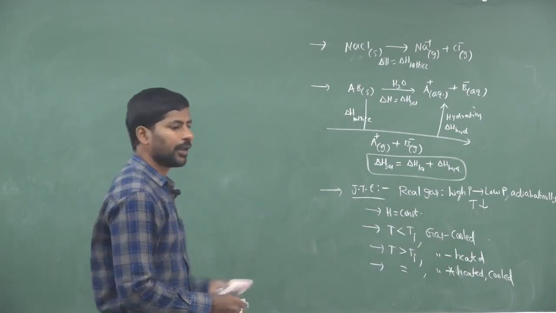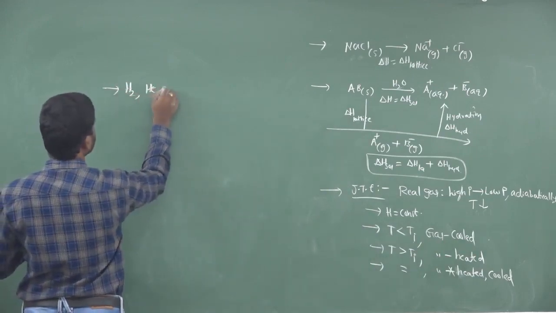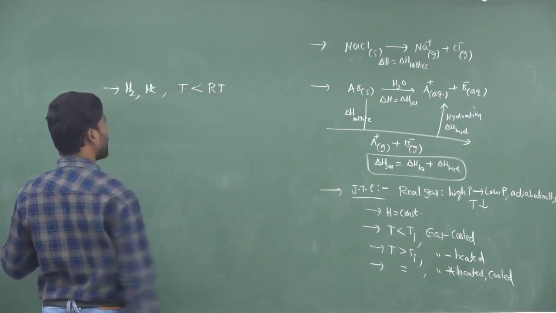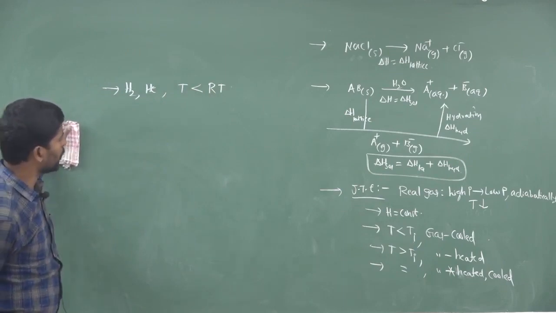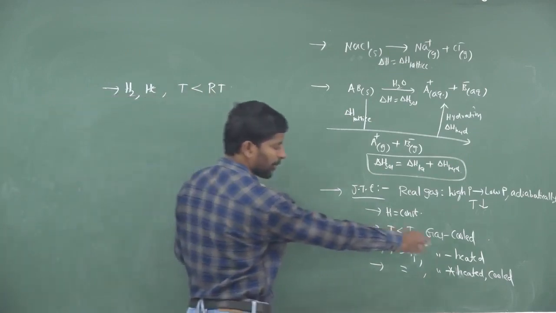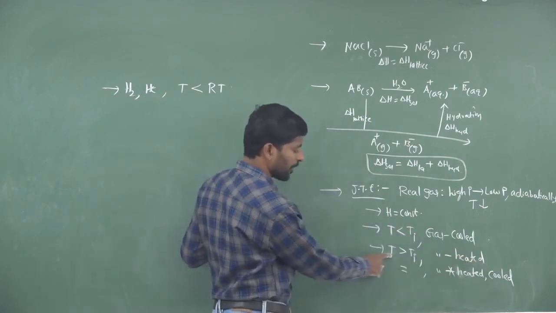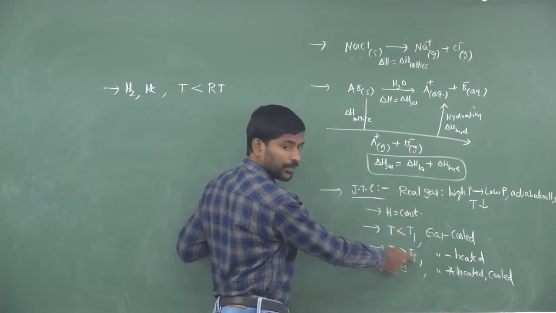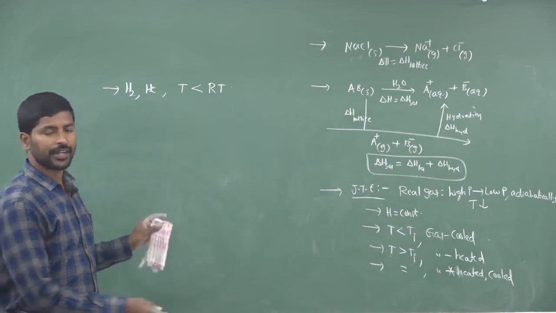What are those two? Hydrogen and helium. Hydrogen and helium are exceptions. Their inversion temperatures are below room temperature. So at room temperature, what happens? Those gases are heated or cooled? Heated. Room temperature is more compared to their inversion temperatures. So therefore, such gases are heated.